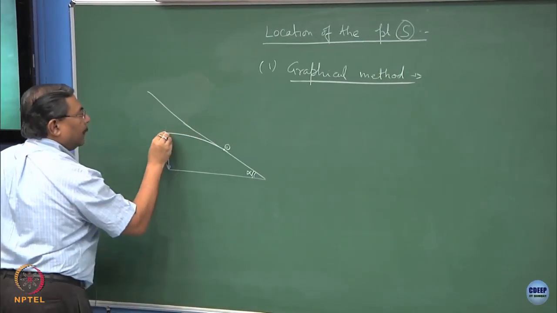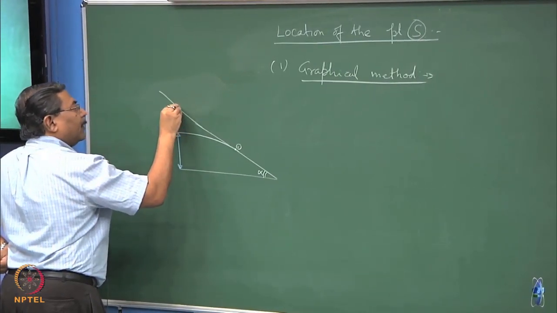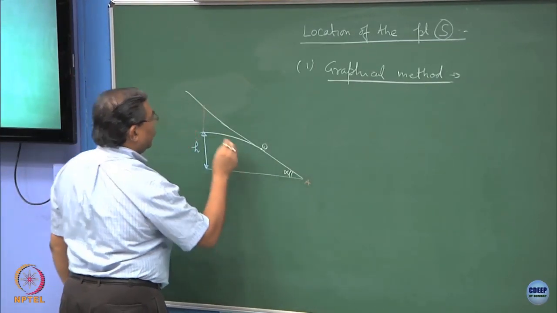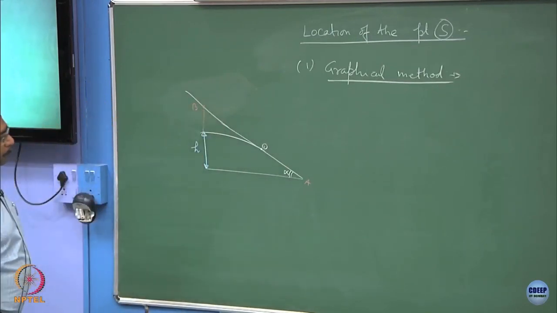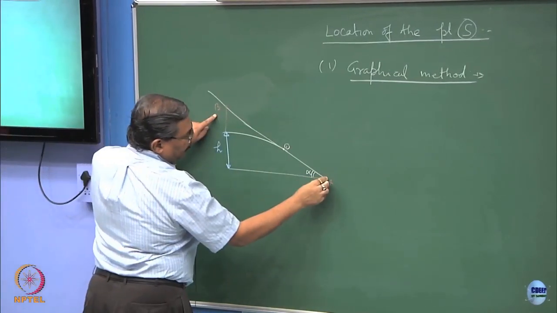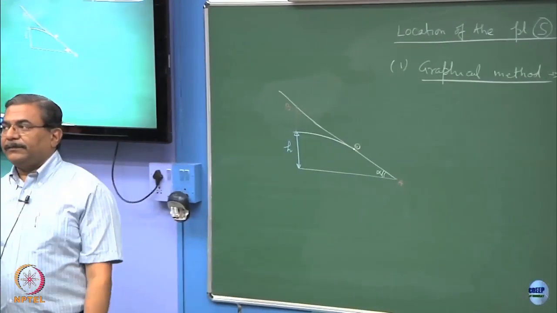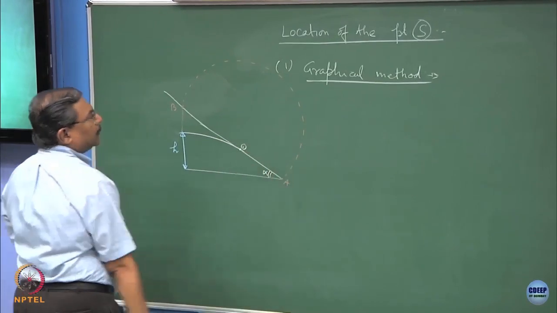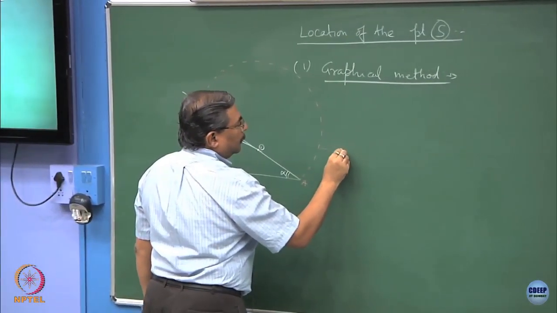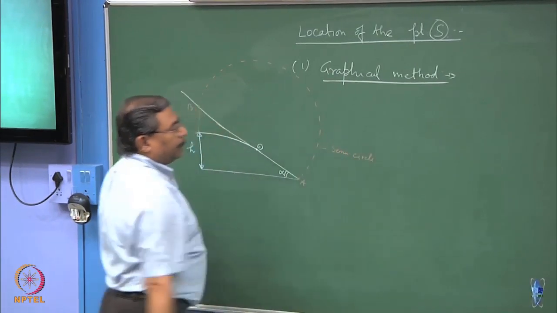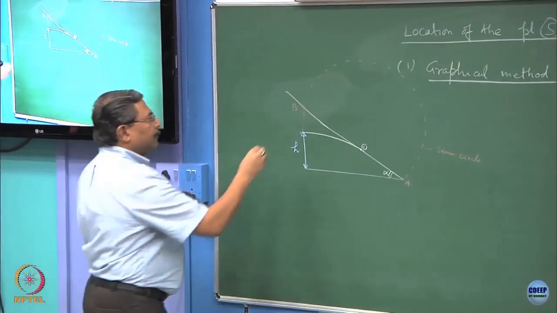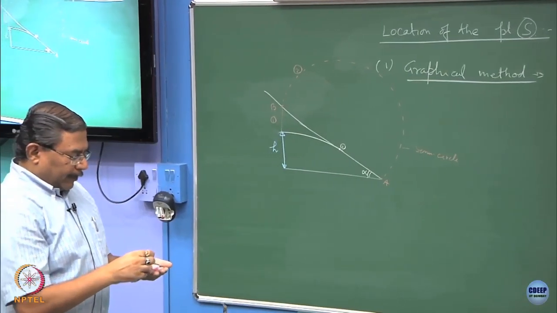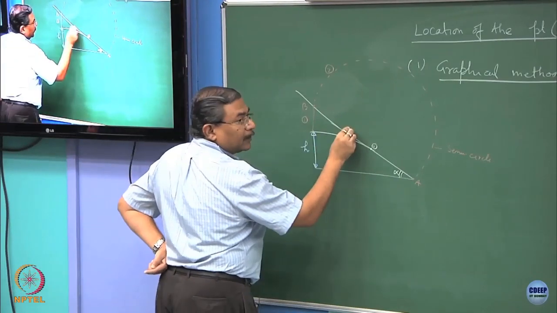So extend this line vertically up. Now wherever this cuts, suppose if I say this is A, this point is B. On AB, draw a semicircle. Okay. So the first step is this. Number two step is this. Draw a tangent to the phreatic line and let it cut the downstream slope.